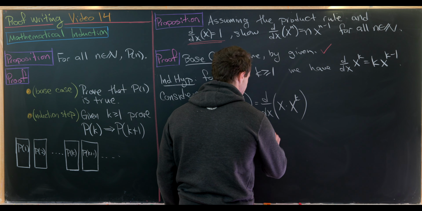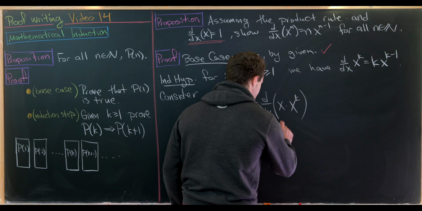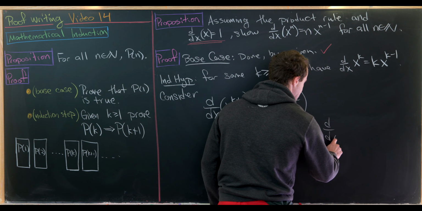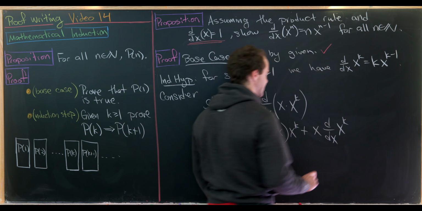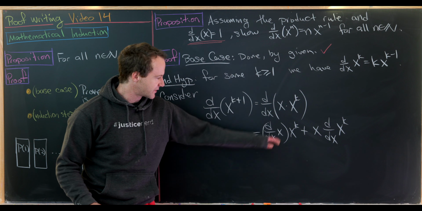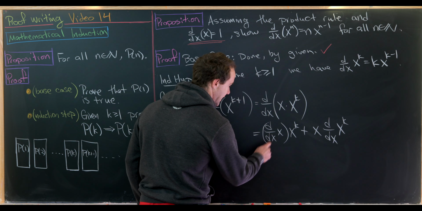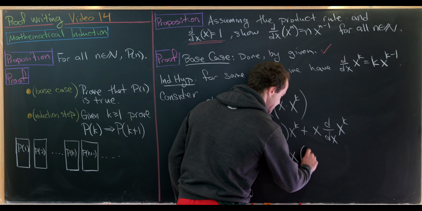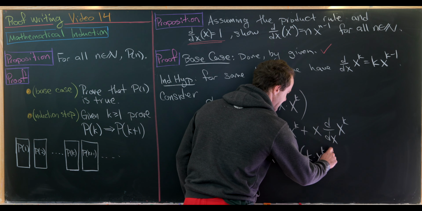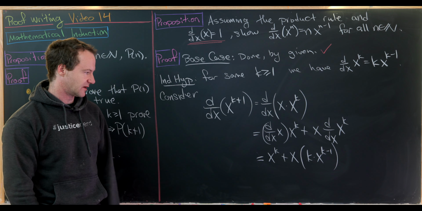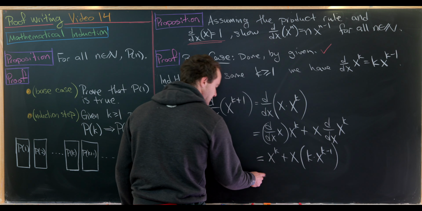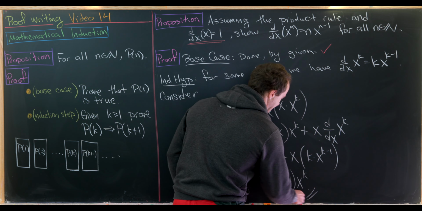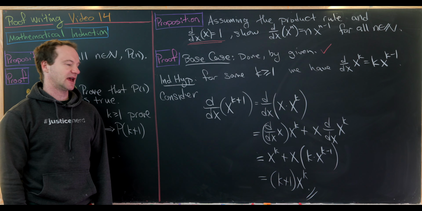So this will give us the derivative with respect to x of x times x^k plus x times the derivative with respect to x of x^k. So the derivative with respect to x of x is 1, so that leaves us with x^k plus x times k times x^(k-1) using the induction hypothesis. But now putting this all together and simplifying, you'll see that we get exactly what we want, that we have (k+1) times x^k.